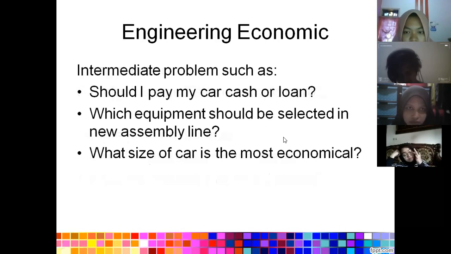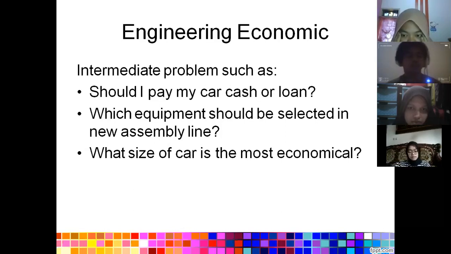So let's move to the intermediate problems. In intermediate problems, especially when you have a stable job, occupation, and then you have some income from your job. Maybe you will consider to buy a house or to buy a car. So there are two payment methods, whether you pay in cash directly, or using a loan offered by commercial banks and any banks that offer maybe attractive solutions. Okay, and then the second one, yeah, which equipment should be selected?